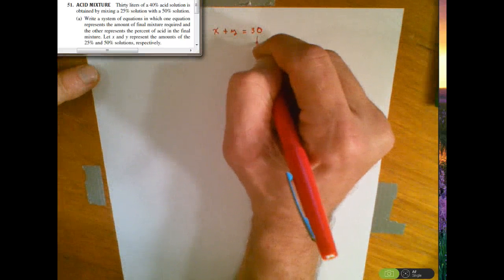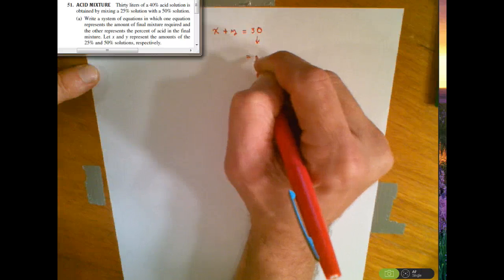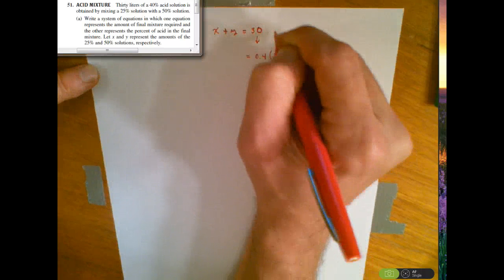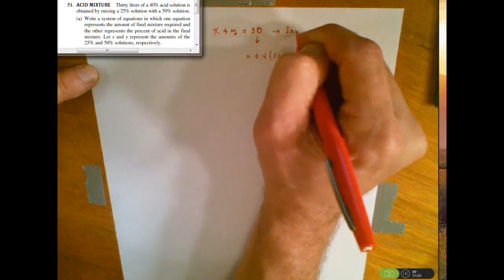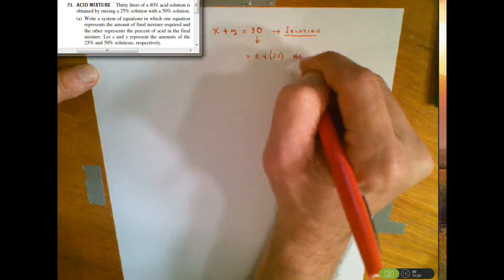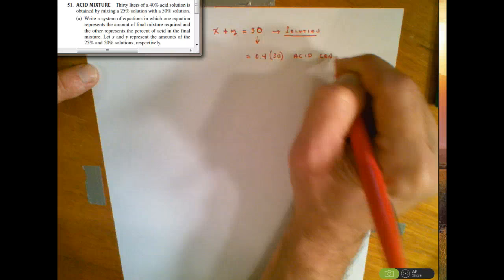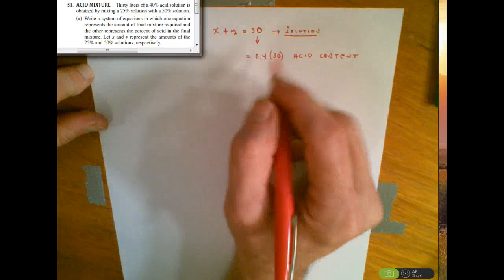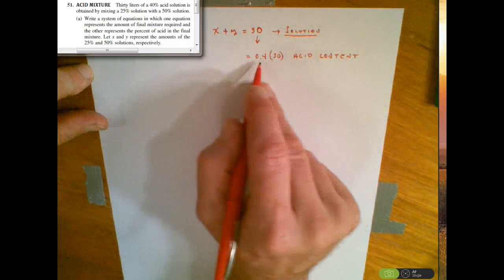So that'll help. Now, if I have 30 liters and it's mixed up of some of x and some of y, I know that my final solution is supposed to have 40% acid in it. So that means of this 30 liters, 40% of it is going to be acid. So this is my bulk solution equation, and then this is my acid content equation. It looks like it's going to be 12 liters of acid.